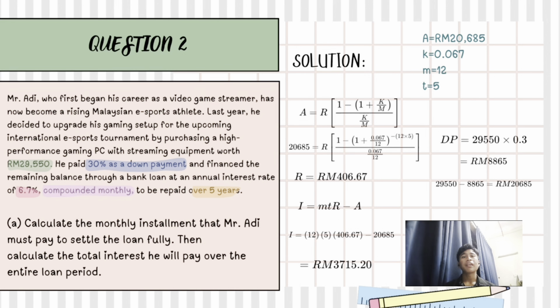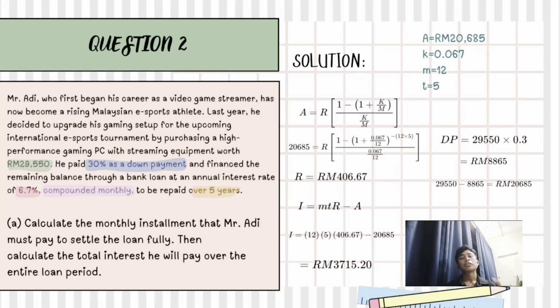Mr. Adi, who first began his career as a video streamer, has now become a rising national e-sport athlete. Last year, he decided to upgrade his gaming setup for the upcoming international e-sport tournament, purchasing a high-performance gaming PC with streaming equipment worth 29,550 ringgit. He paid 32% as a down payment and financed the remaining balance through a bank loan at an annual interest rate of 6.7%, compounded monthly, to be repaid over 5 years.